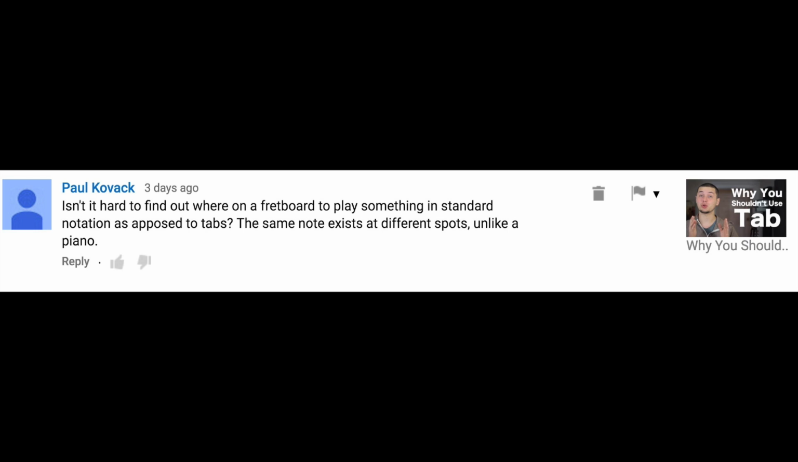Isn't it hard to find out where on a fretboard to play something in standard notation as opposed to tabs? The same note exists at different spots, unlike a piano. Yeah, so technically in the beginning, with standard notation, it will take a little bit longer because you won't know exactly where to play certain notes or certain passages because there are several different places to play them on the instrument. However, over time, when you're learning scales and arpeggios and learning them in conjunction with standard notation, your brain will automatically associate certain passages with certain places on the fretboard, and you won't have to be told because you will already know how a certain passage is supposed to be played.